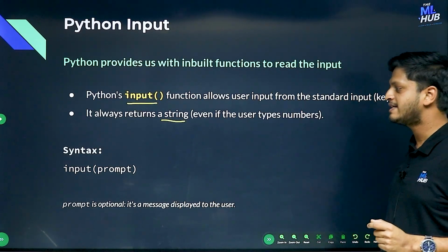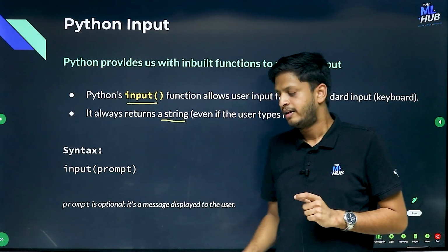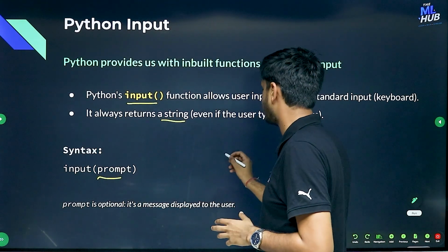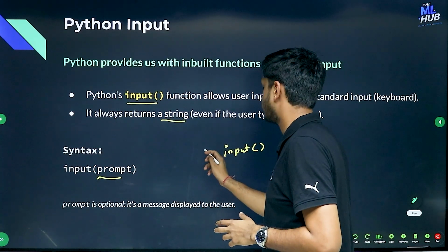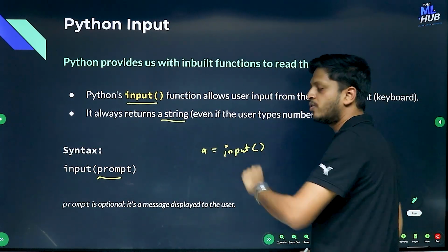So the syntax is very easy. Input, and in the brackets you can write a prompt. Now this prompt is optional. You can leave this prompt as well. You can just write like this. Input, that's it. And you can store it in a variable A. So whatever the user is inputting, that will be stored in the variable A.